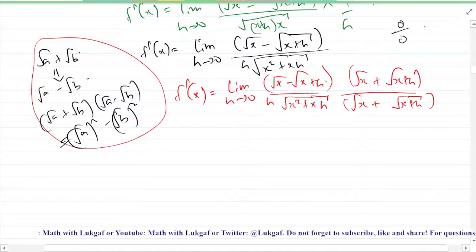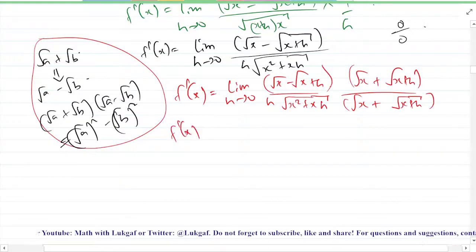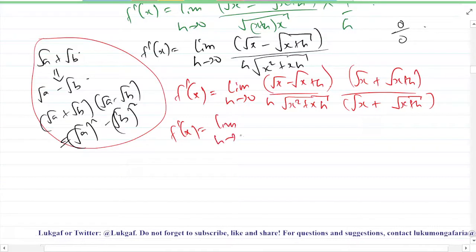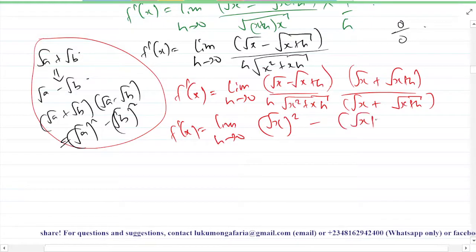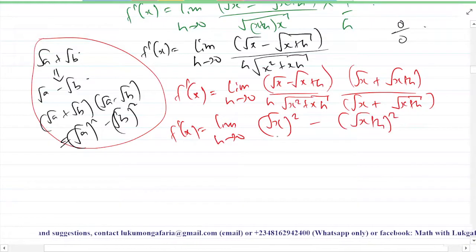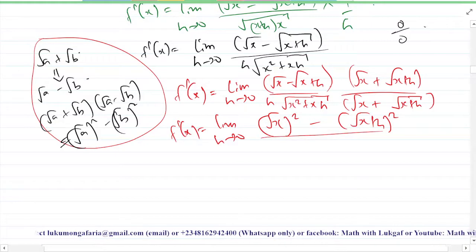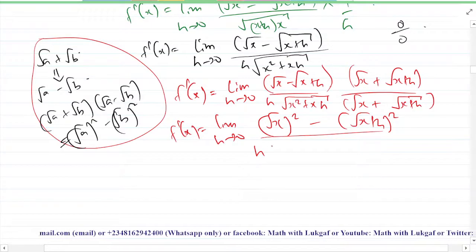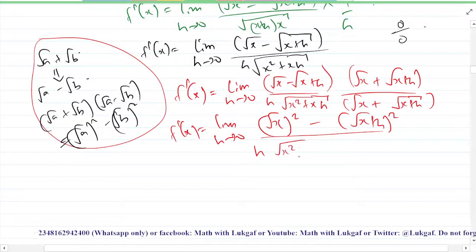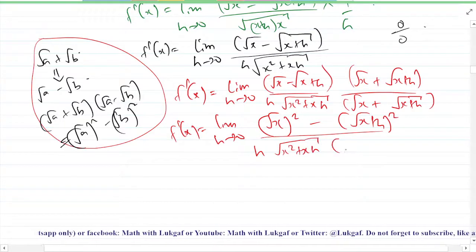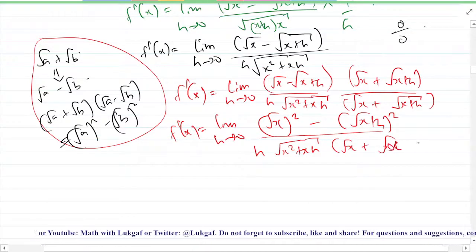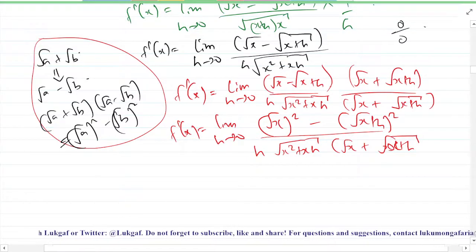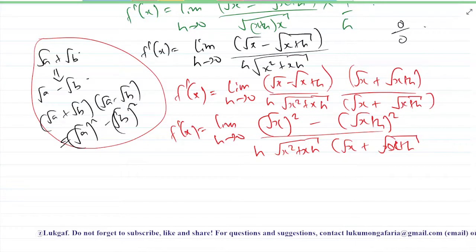So recall what I have here. Without wasting my time, what are you going to have here? That is root x everything squared minus root x plus h everything squared, from your difference of two squares. Then you are going to have what's left at the denominator: h, root x squared plus xh, root x plus root x plus h.